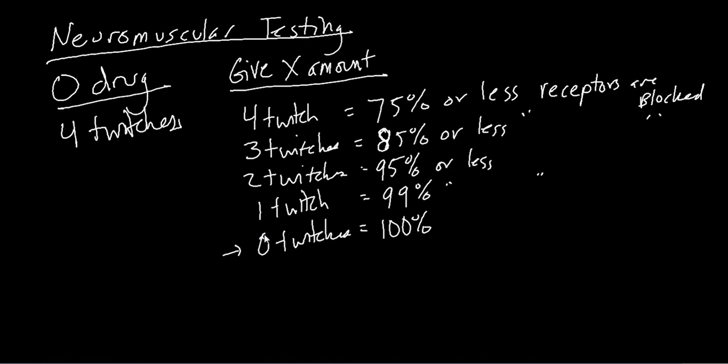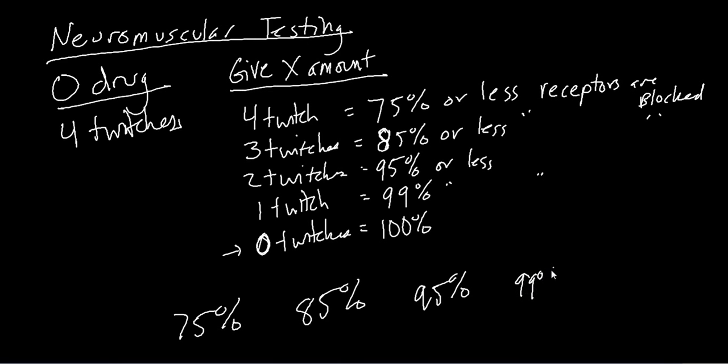However, we don't always need the patient completely paralyzed all the time. So remember, 75% is 4 twitches, 85% is 3 twitches, 95% is 2 twitches, 99% is going to be 1 twitch visible, and then 100%, of course, is going to be no twitches observed. They are completely paralyzed.